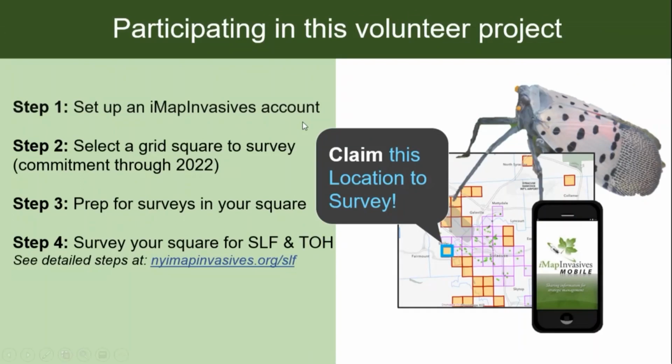Step 3 would be prepping for surveys in your square. So making sure you know how to report to iMap, picking out some places to check within your grid square. And then step 4 is, of course, actually doing those surveys for spotted lanternfly and Tree of Heaven.